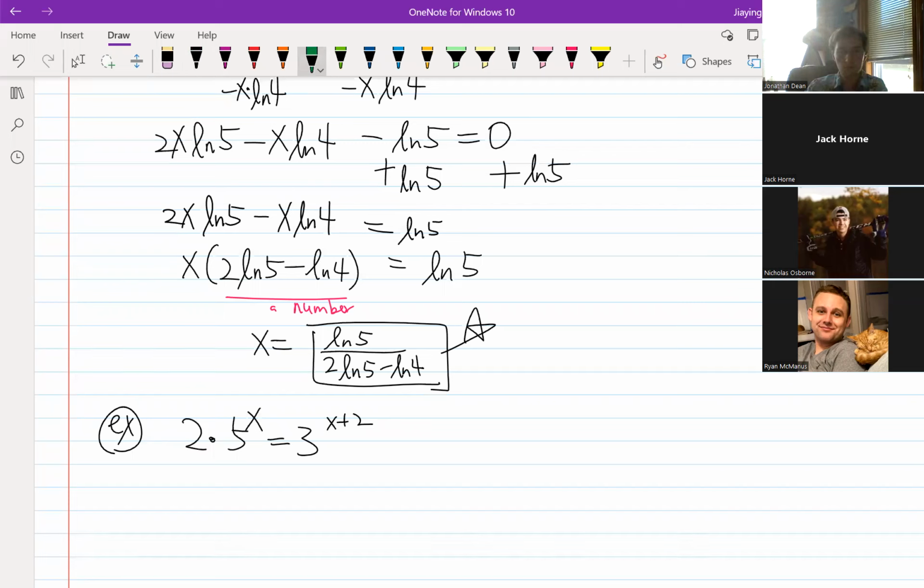So if we add natural log on both sides, on the left side, what we have is the product inside the log, right? So that's where we have to use the product property to break that apart. I'm going to use a different color, so be careful here.